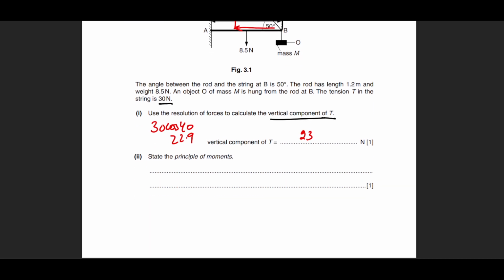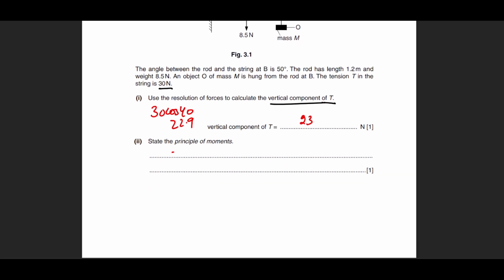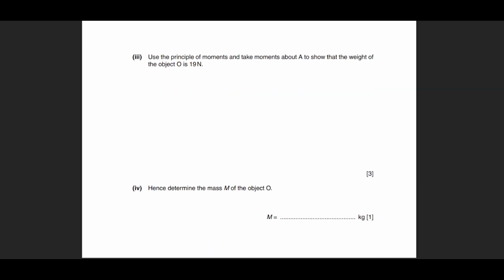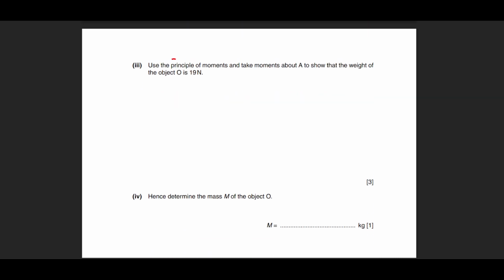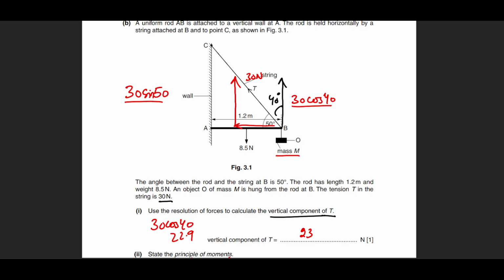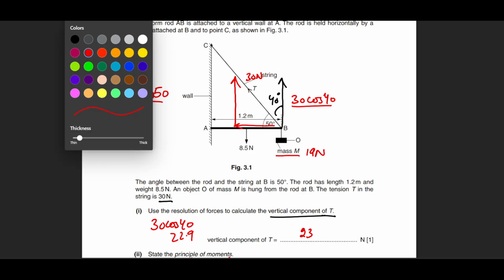Then, principle of moments: we know that the sum of clockwise moments should be equal to the sum of anti-clockwise moments, which I've just described at the very beginning. The question is taken from May/June 2013-22, one of the latest questions. Now, it asks you, using the principle of moments, to prove that the weight of the object is 19 newtons. So the weight of this object is 19 newtons. You have to prove that. Now, how to do that? We're going to take the principle of moments.